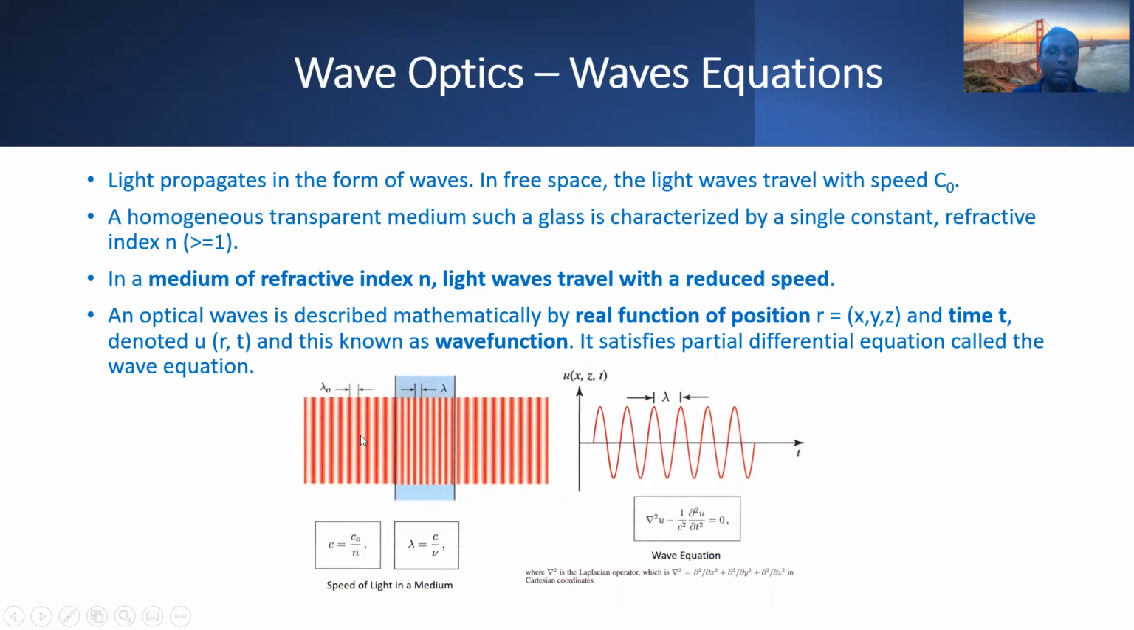Here we can see that the wavelength, lambda naught, is the distance from one wave to another, and we can also derive the formula lambda equals c over v. The speed, or velocity, we can derive using c naught over the index n. This figure shows the wave, where lambda is the distance from the start of the first wave to the start of the second wave.